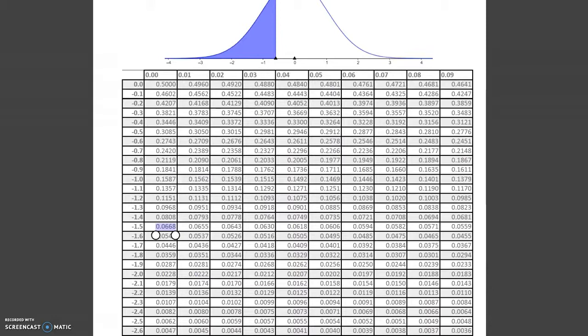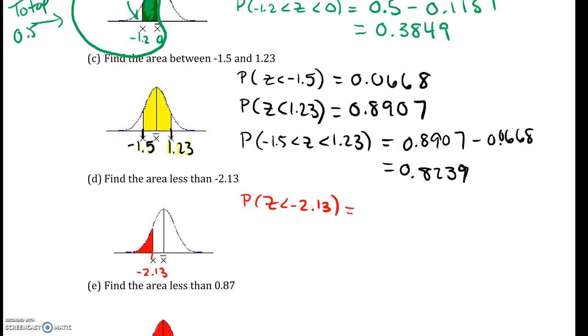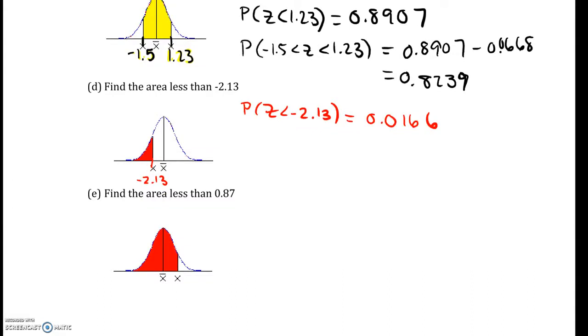Negative 2.13. Notice the first negative 2.1 is given in the first column, and then to find the second decimal place, right? I look along the top row, I find the 0.03. If I follow that down, then I get a value. Negative 2.13 has a value of 0.0166. Okay. And that's my answer. There's no other work to do. The area less than negative 2.13 is 0.0166.